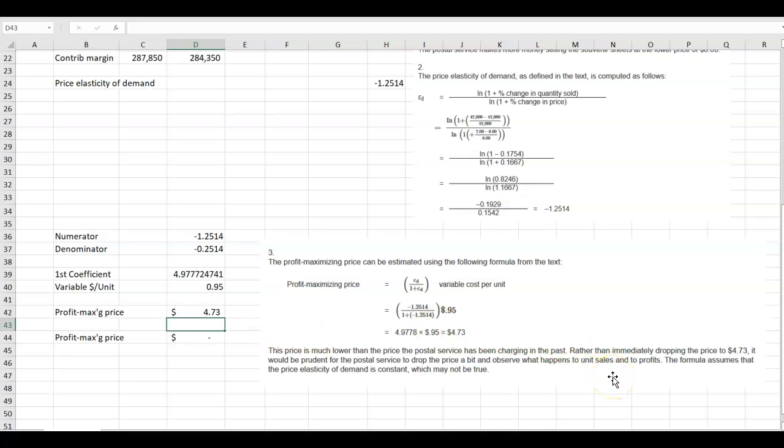Now, look what they say. Rather than immediately dropping the price, it probably would make sense to drop the price a bit and observe to make sure that their one test is readily observable at other price points. Okay? This formula does assume that price elasticity of demand is constant, and that may be true, but it may not be true.